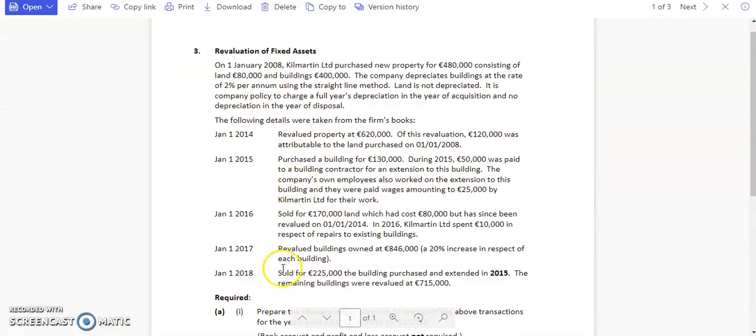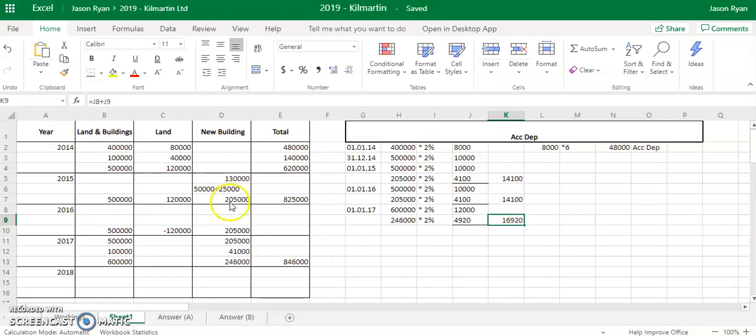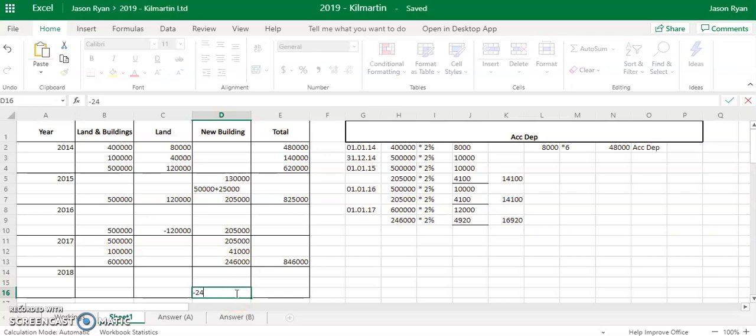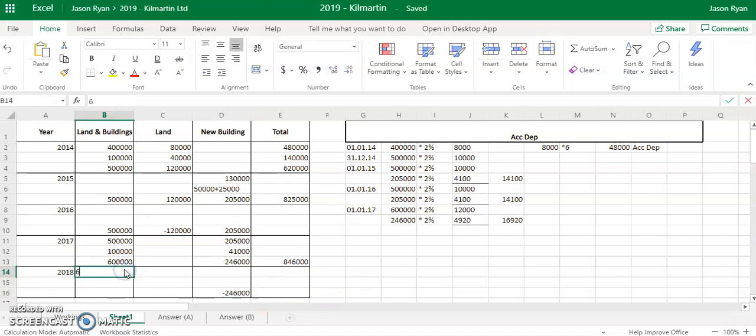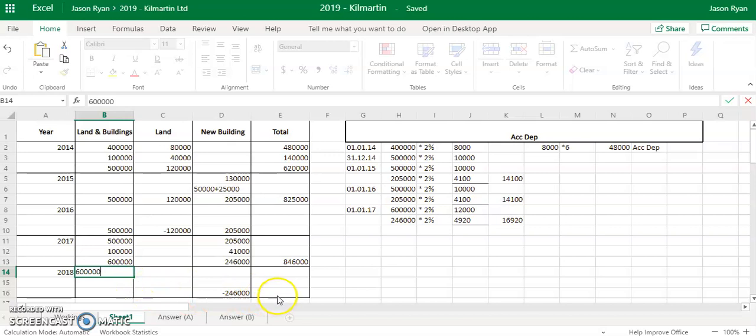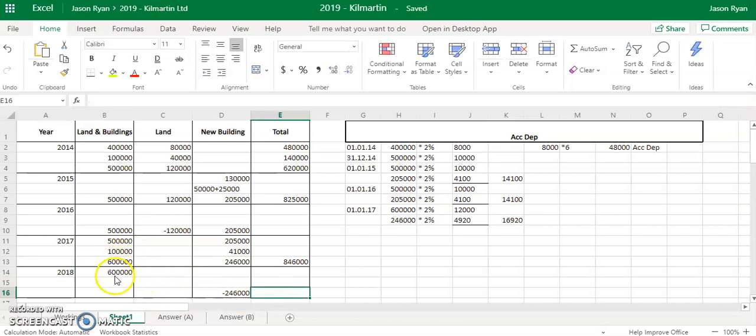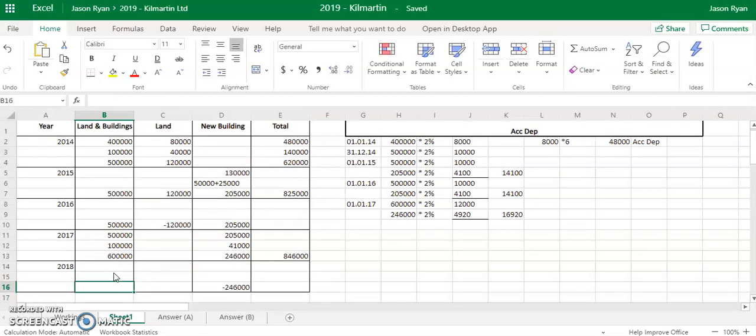And then the last part then, sold for 225, the building purchased and extended in 2015. So this building here that we purchased, we got rid of it. So the value is 246, so you're going to minus 246. So that's gone. And then 600,000 is going to be left. So we're going to get your depreciation then for the 600,000.